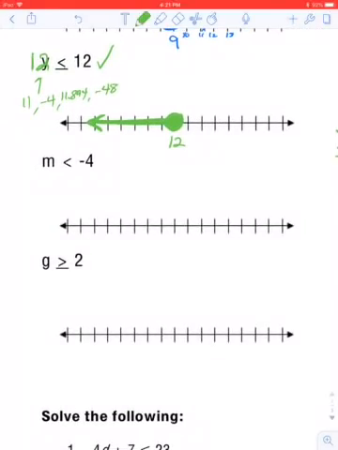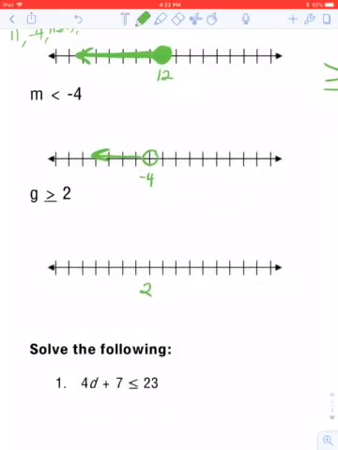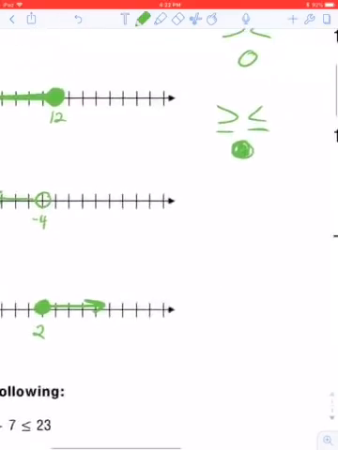So let's get a little quicker. m is less than -4. So I'm going to mark -4 here, open circle, less than. g is greater than or equal to 2. Mark my 2, closed circle, g is greater than. Okay?